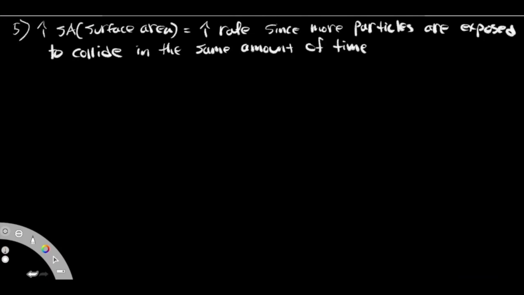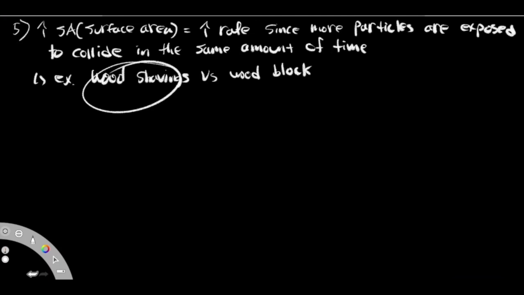and let's have a look at an example of that. So, for example, let's look at wood shavings, and we compare that with a wood block. Which one's going to be easier to burn? Of course, the wood shavings. This is going to be quite obvious because there's an increased amount of exposure for those reactant particles to burn. It'll be easier to react.